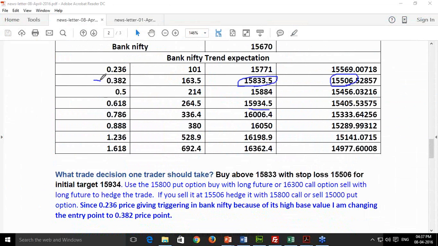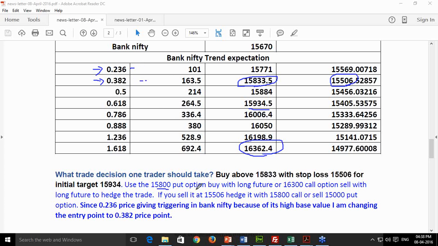Why am I changing this entry to the 0.382 level instead of 0.236? Because of Bank Nifty's base value. Bank Nifty is a 5-digit number and its base value is too wide. For that reason only, I am moving it to 0.382. As per the Fibonacci principle, 0.236 only sets the trend and 0.382 confirms that trend. So at the trend set point, I am giving some breathing ground, and then after the 0.382 crossover, I will be entering the trade.